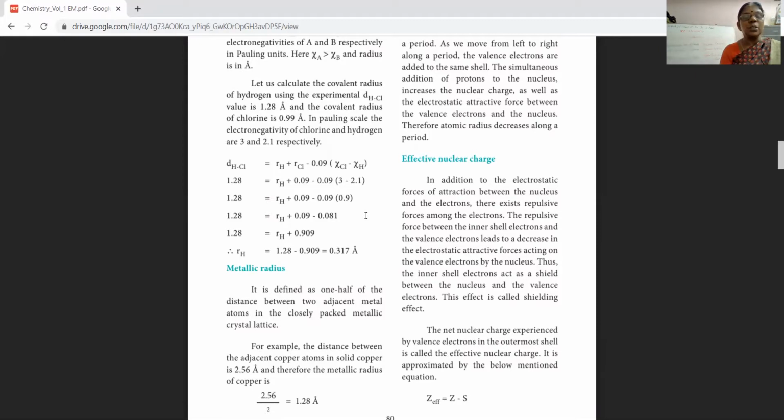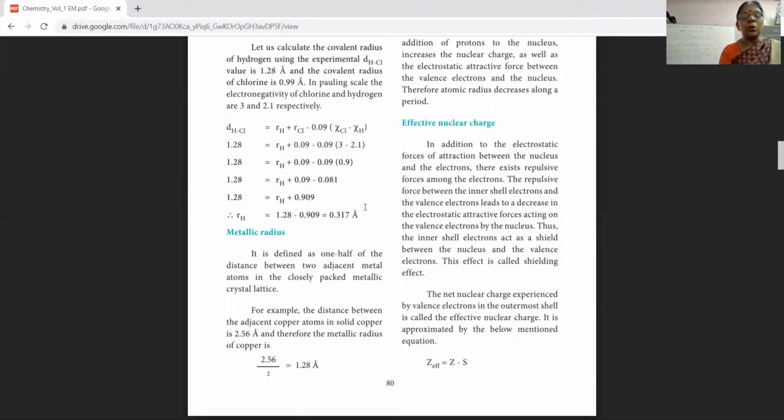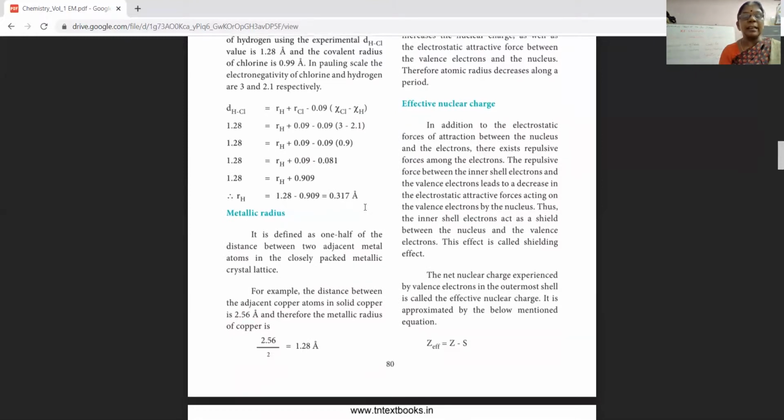If you substitute those values, you will get 1.28 is equal to R_H plus 0.99 minus 0.09 into (3 minus 2.1). Those are the electronegativities of chlorine and hydrogen, which are given in the data. Now we get 1.28 is equal to R_H plus 0.99 minus 0.09 into 0.9. So I will get 0.081. If you subtract that, you will get 0.909. So the R_H value is 1.28 minus 0.909, which is equal to 0.317 angstrom.